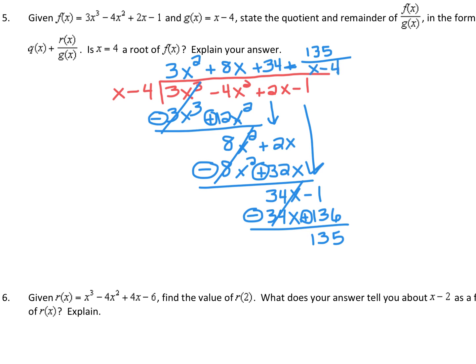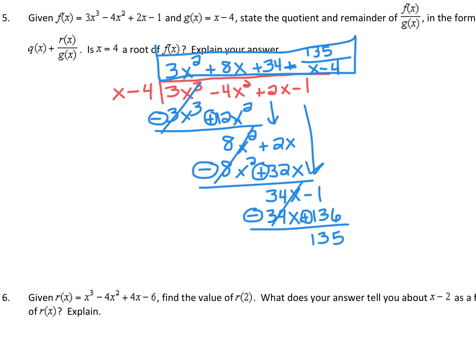Okay, so let me box this off. This is the answer to the first part, right? The first part says to state the quotient and remainder. So here's our quotient, and here's the remainder in this form, right? Q of x is here, and then they want us to take r of x, the remainder, and put it over g of x, what we were dividing by.